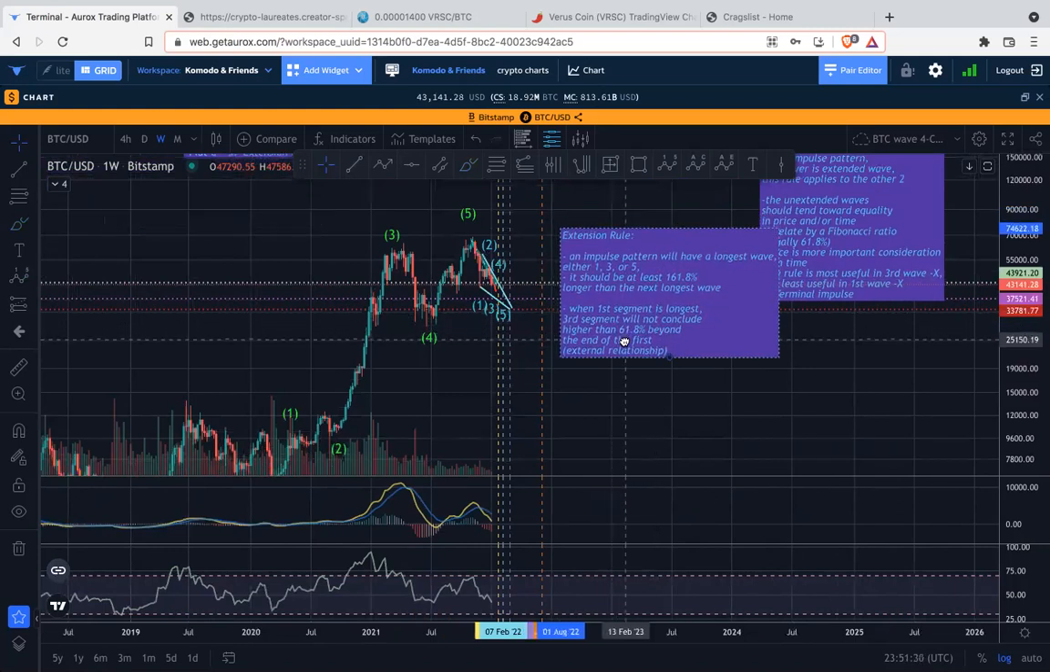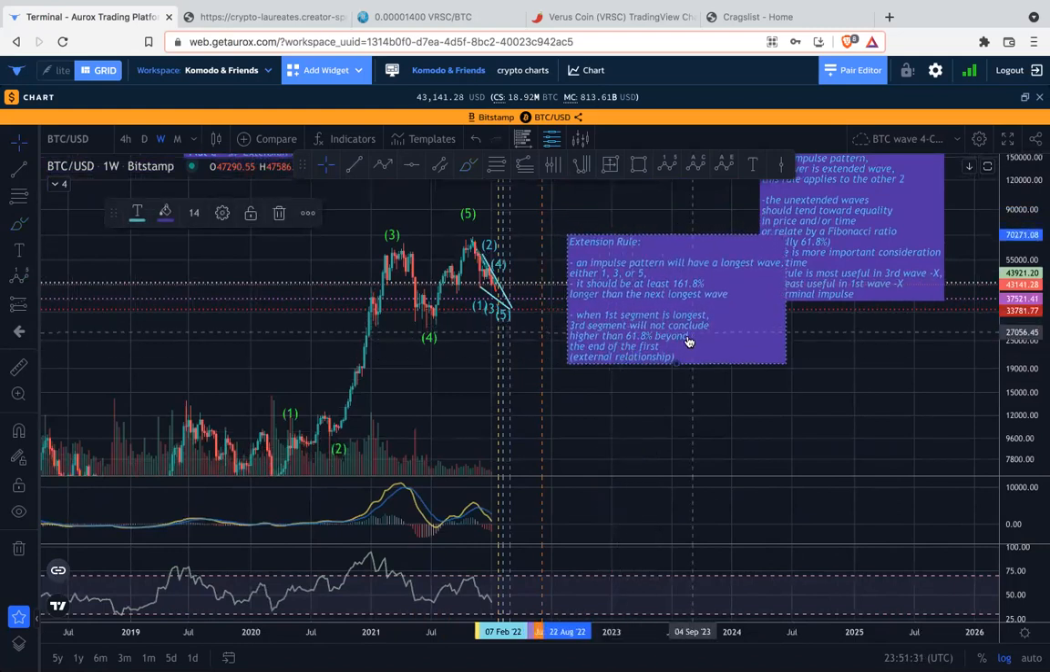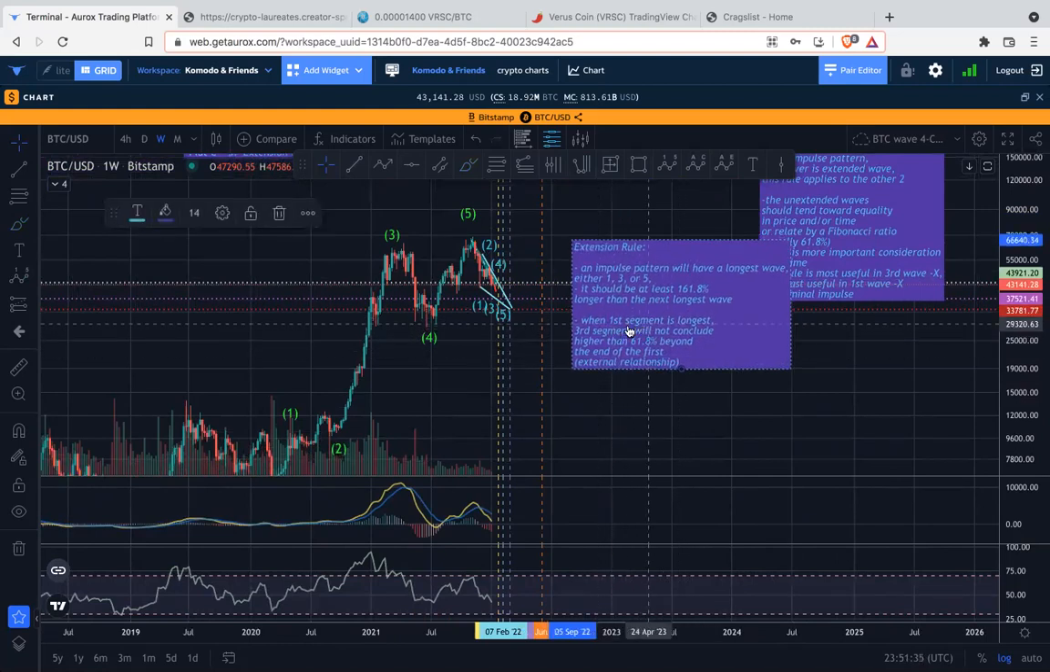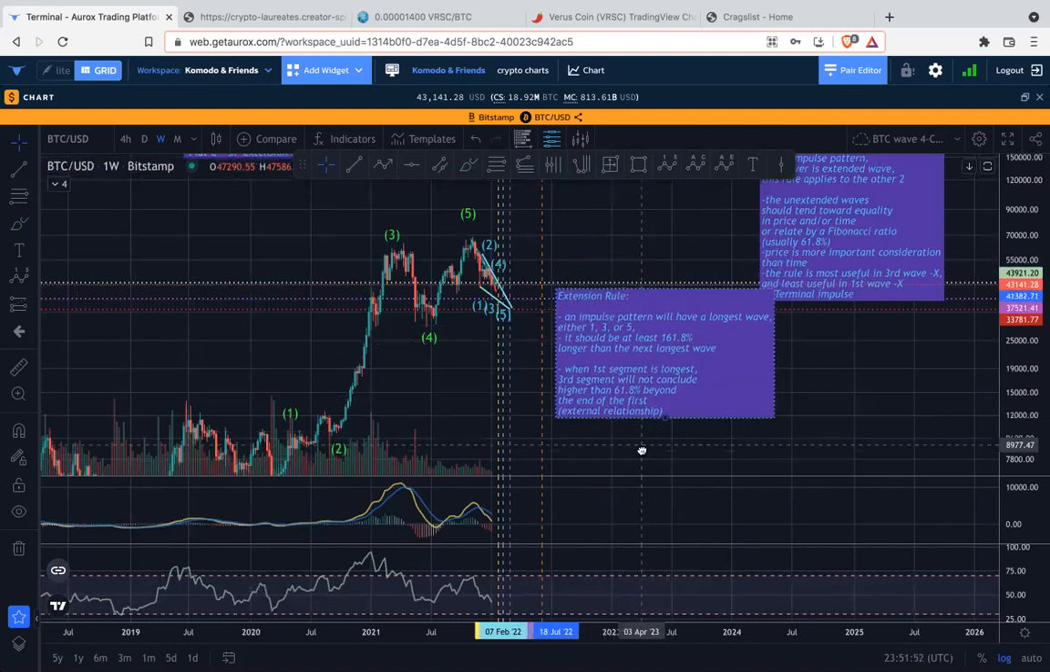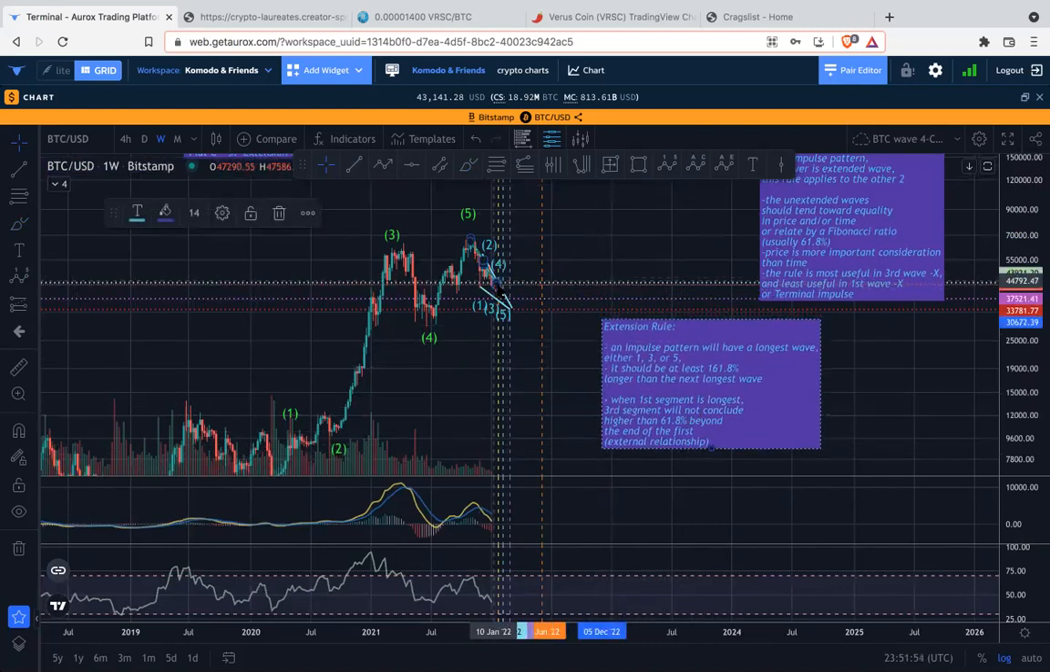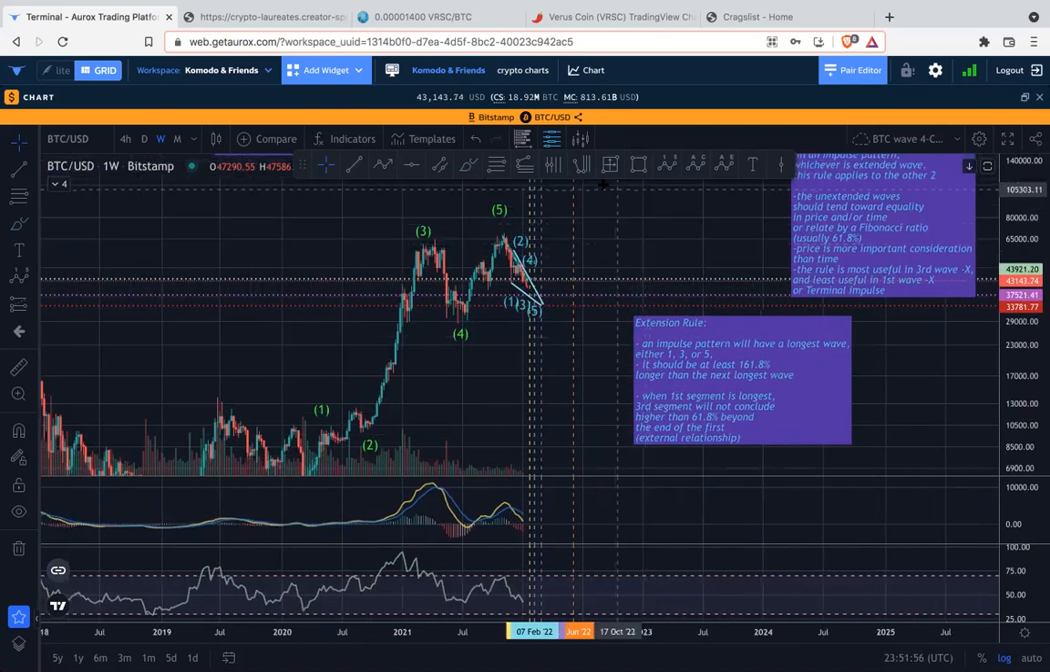And then when the first segment is the longest, the third segment won't. So this was an extra little idea in here. When the first segment is the extended wave, the third segment won't conclude higher than 61.8% beyond the end of the first, which means that's basically an external relationship of 61.8%. And I see that elsewhere. That helps to understand some levels here. You never know the exact level that something's going to be, but you can gain ideas of some zones.